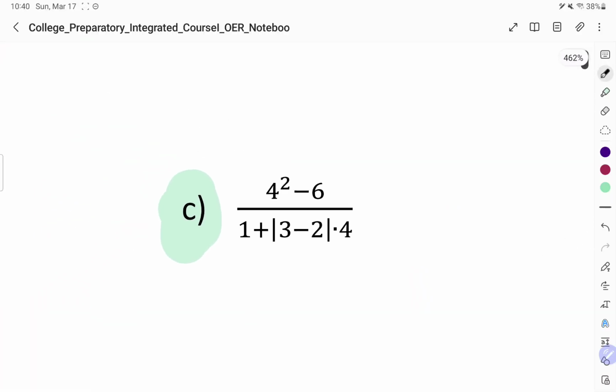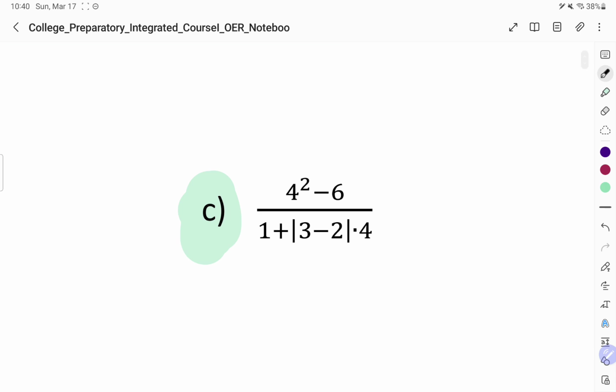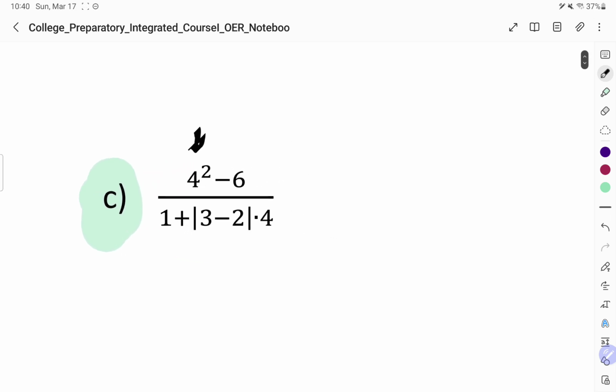C. Now, whenever you have a problem written like this, it's going to be slightly different than the other one. Do the top part first, do the bottom part second, and then you do the division at the end. We don't have any parentheses on top, so we're going to do the exponent. What is 4 squared? If I do my calculator, I know 4 times 4 is 16, and then minus 6 on the top. Then on the bottom, let's do the parentheses, which in this case is going to be my absolute value. What is 3 minus 2? It's going to be 1, right?